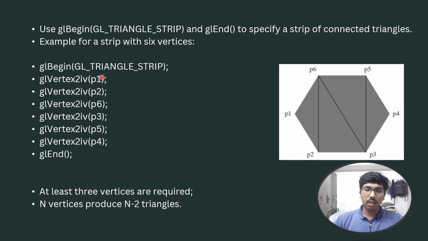In this, we are connecting the triangles consecutively: 1, 2, 6. Next would be 2, 6, 3. Then 6, 3, 5. The same goes on.